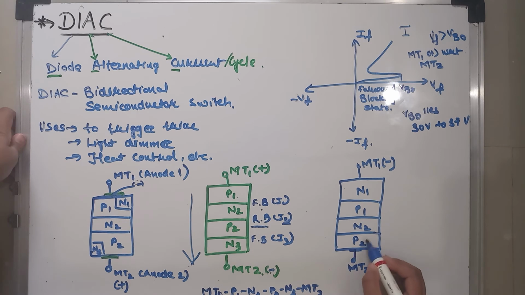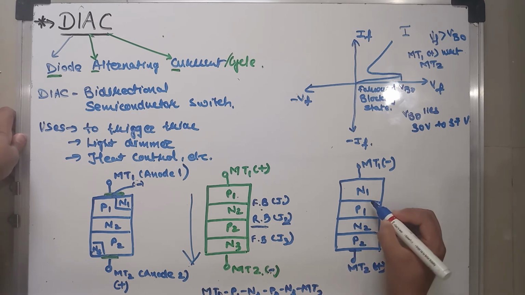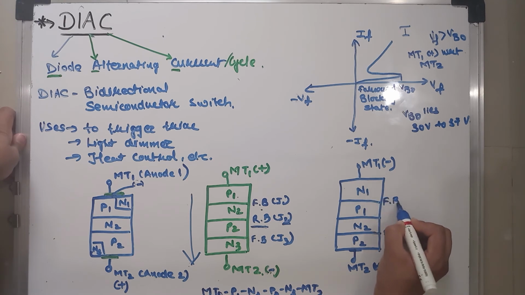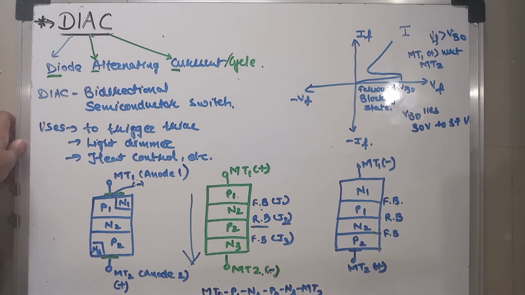Now see here, the P2 N2 junction is forward biased. In the same way the P1 N1 junction is also forward biased, but the N2 P1 junction is still reverse biased if the applied voltage is less than the breakover voltage. Now what will happen when the applied voltage exceeds the breakover voltage?